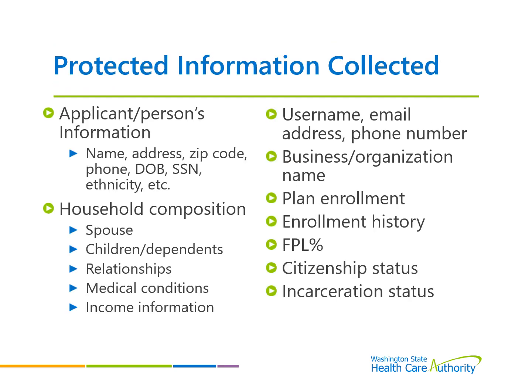Here are some examples of the different protected information collected. An applicant or person's information, such as their name, address, date of birth, social security number, ethnicity. A household composition, which includes spouse, children, dependents, relationships, medical conditions, income information. Plan enrollment, business organization name, enrollment history, citizenship status, and incarceration status, just to name a few.